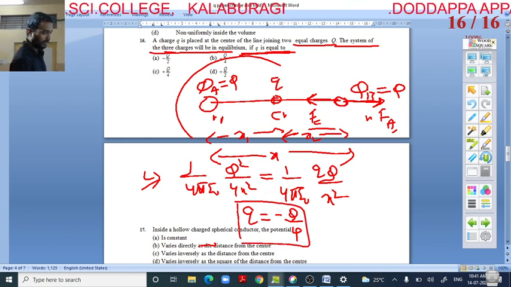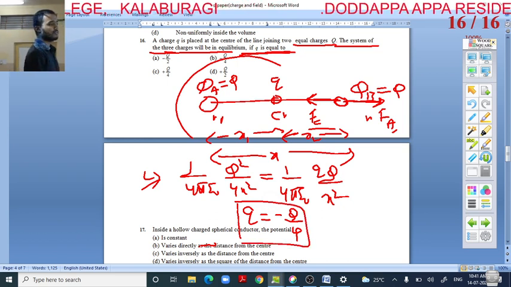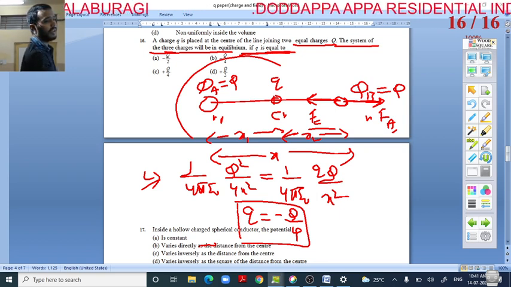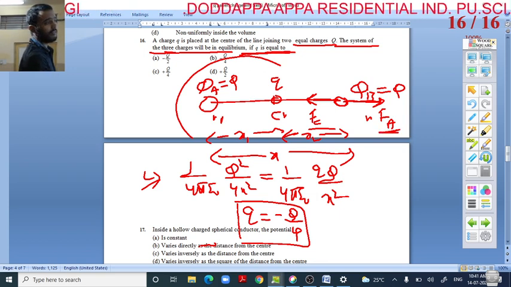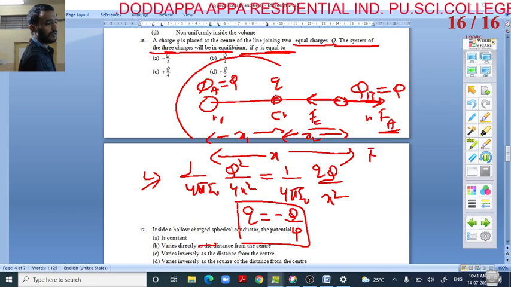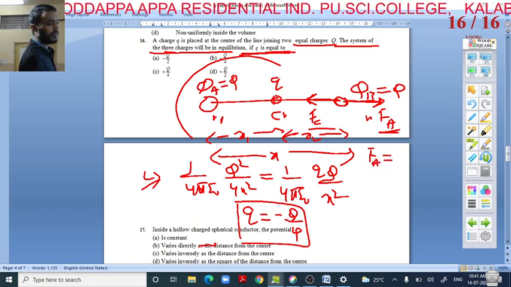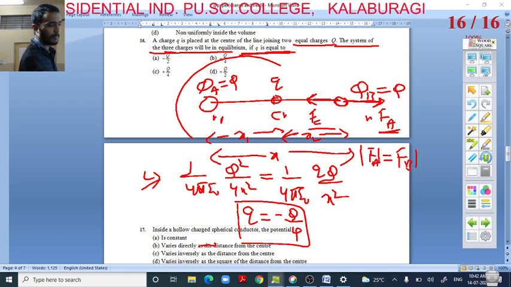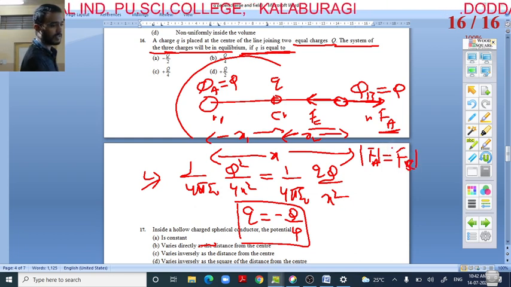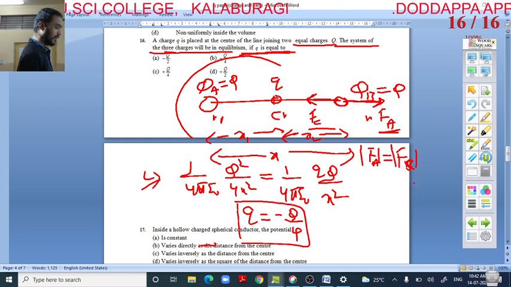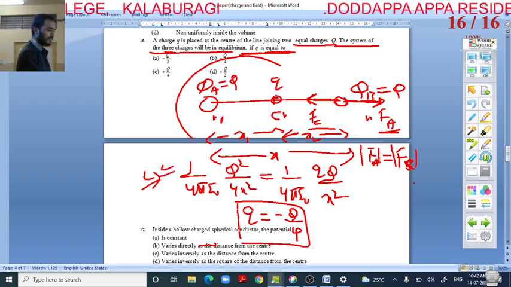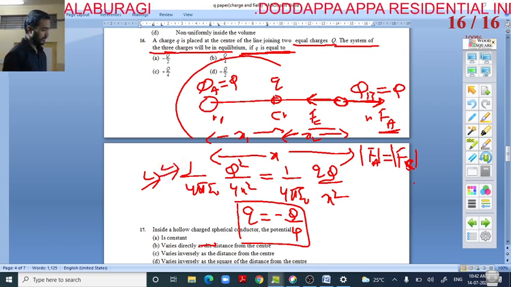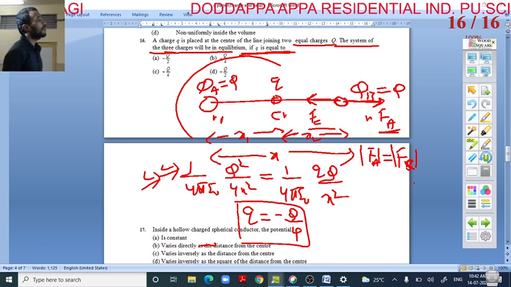Right? At the same time, you should know this. From the figure only we can say FA, FC. FA is equal to FB. Sorry, FC is FC. So that just I have written in this form, right? Okay. I hope you are getting this.